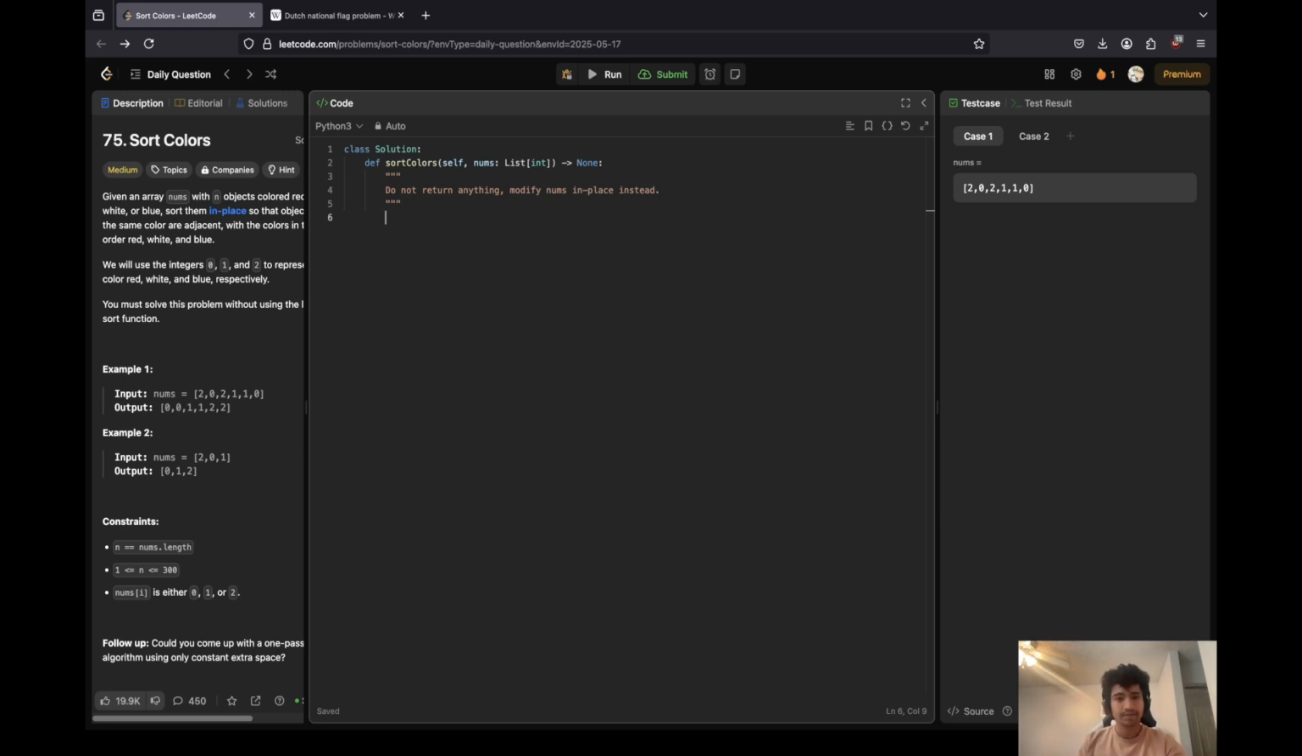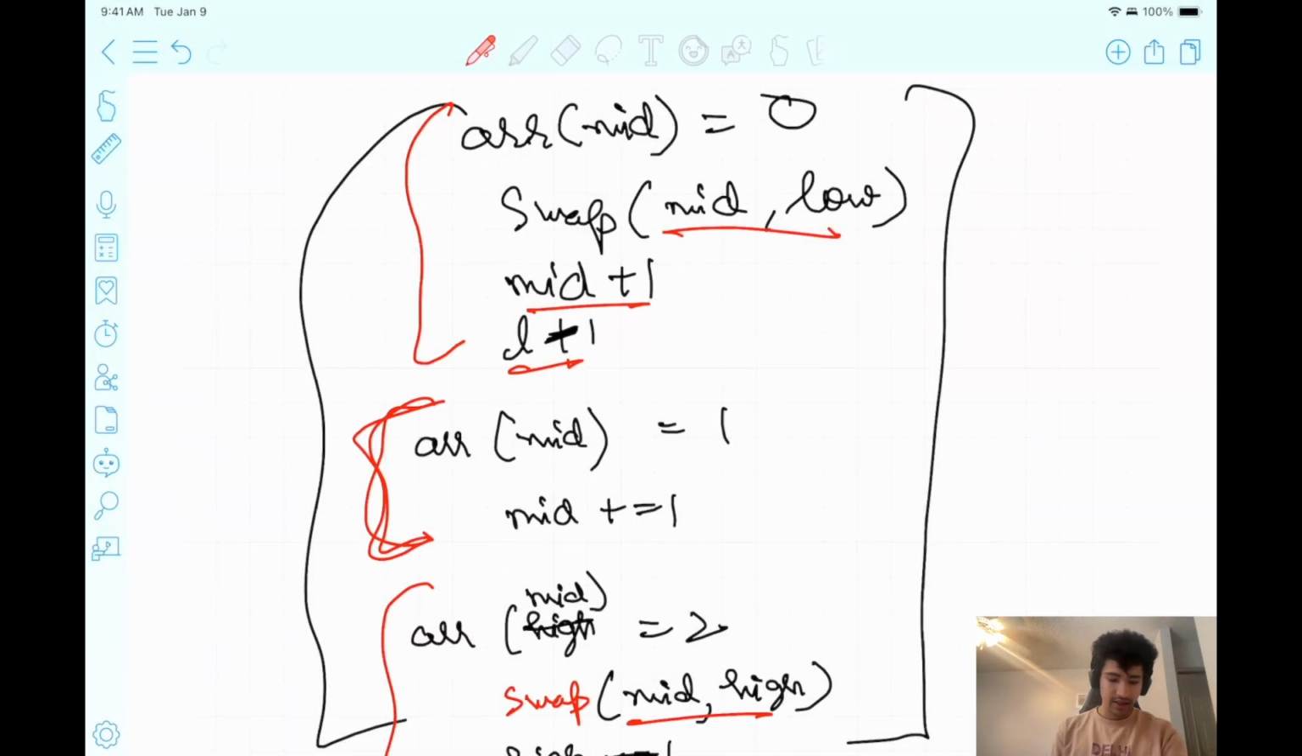Okay, so we have three pointers. We have our low, mid, and then high. Low is pointing to 0, mid is pointing to 0, high is pointing to length of your nums minus 1. The breaking condition: the while loop should continue till our mid is less than or equal to your high, right? Now whatever we have written till now, we'll just quickly put these in our if, elif, else conditions, right?